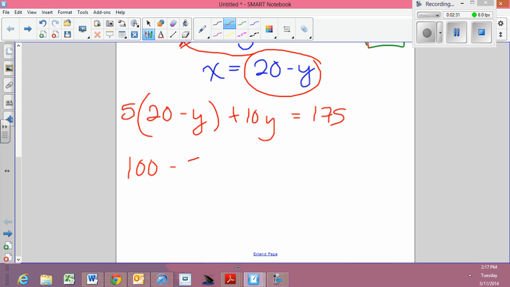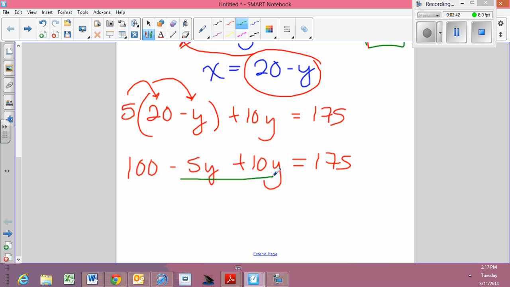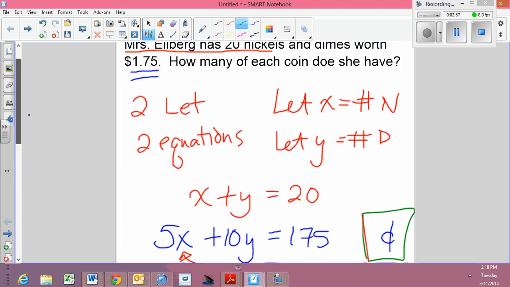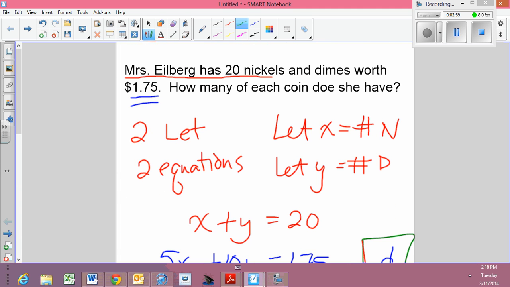So 100 minus 5y, I'm just distributing the 5, plus 10y, equals 175. I'm going to combine my like terms. So 100 plus 5y equals 175. Subtract 100 from both sides, and then divide both sides by 5. So y equals 15. Now, that means if y is my number of dimes, that means I have 15 dimes.